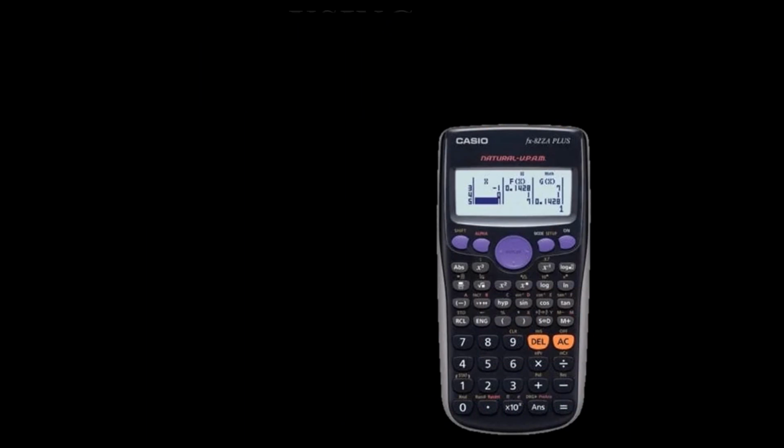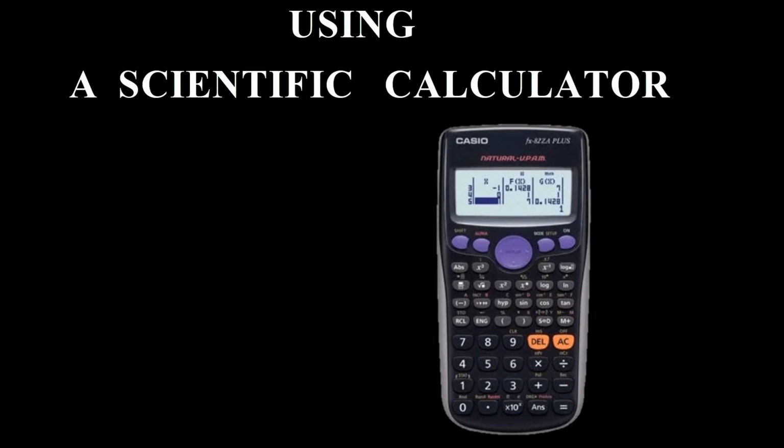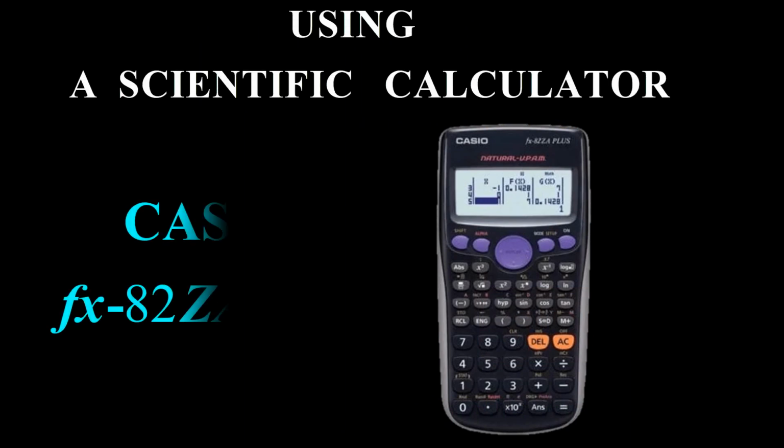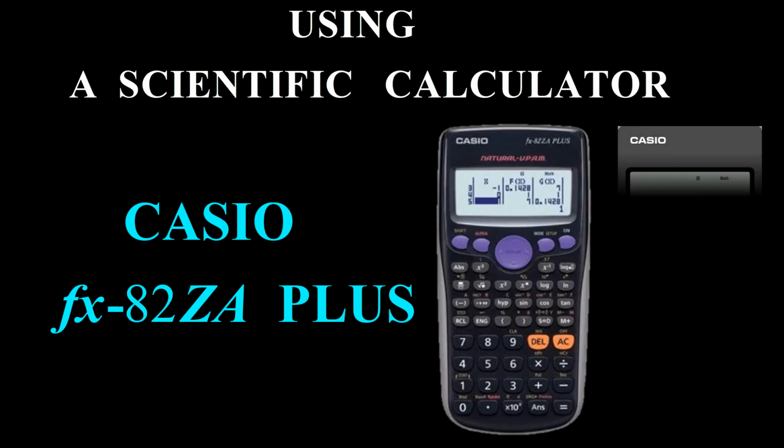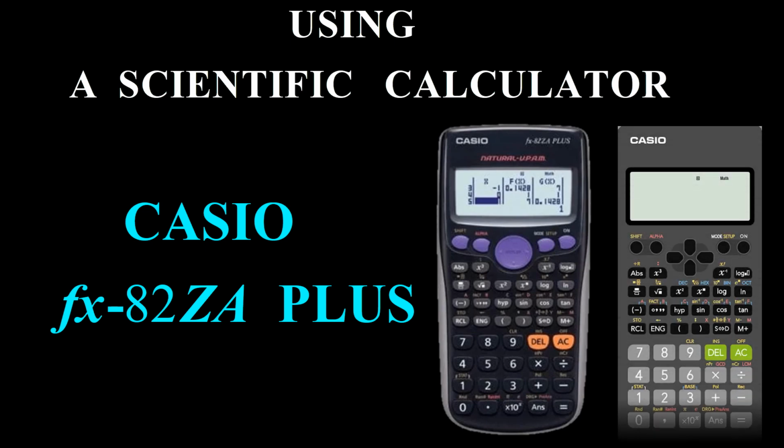In this video, I'm going to use the scientific calculator, the Casio Fx82ZA Plus, but it can also be done on other models of Casio and also on other brands of calculators. This is just the example of the Casio calculator that I'll be using.